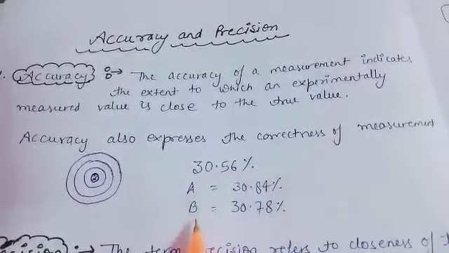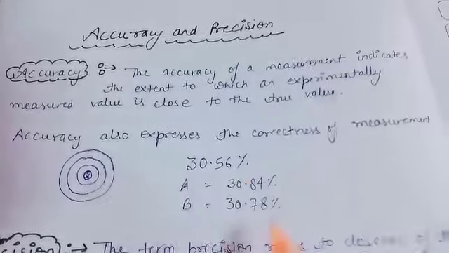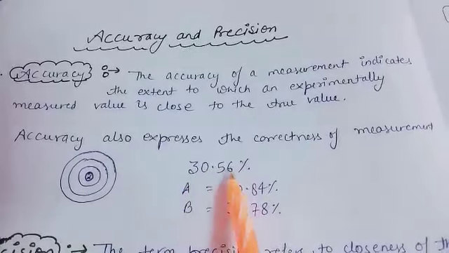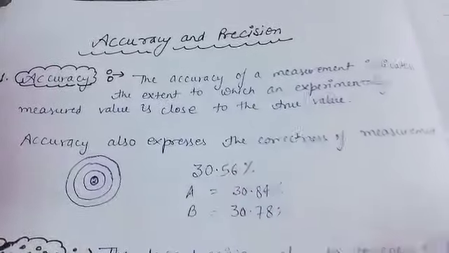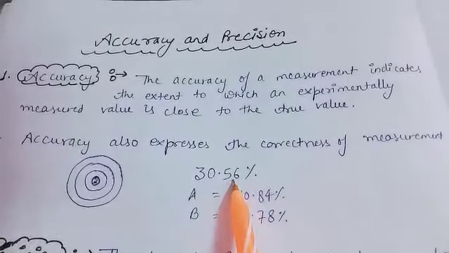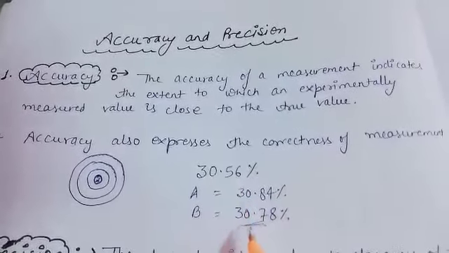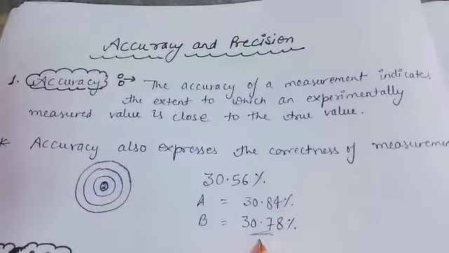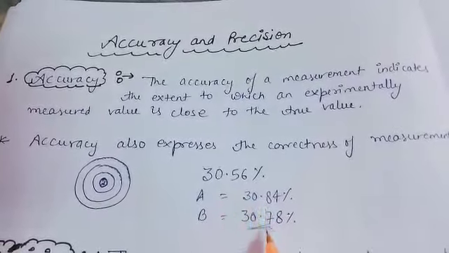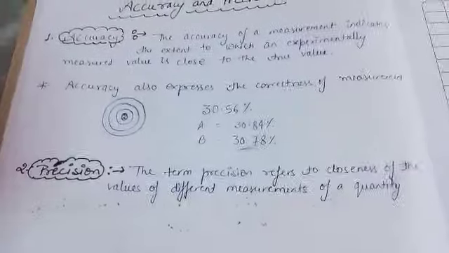30.56%. Now how to identify accuracy? Just see, the true value is 30.56, this one is 30.84, and this one is 30.78. Which one is closer to the correct true value? This one is closer to the true value, more close in comparison to A. So we will choose the second method for calculating this. This is basically accuracy, correctness.